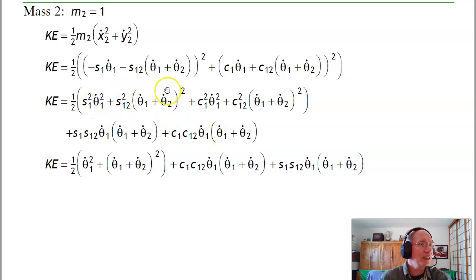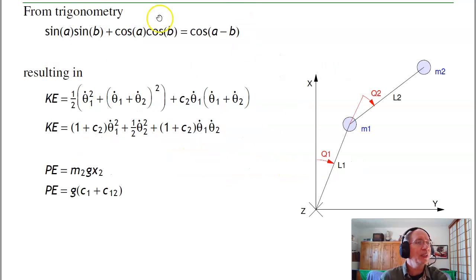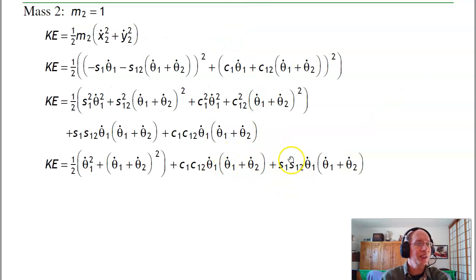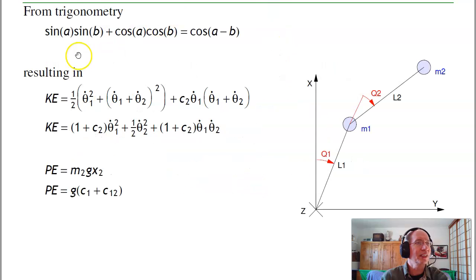Simplifying, sine squared plus cosine squared is 1. And these two terms come together. Now what isn't real obvious, but from trigonometry, sine A sine B plus cosine A cosine B is cosine A minus B. So these guys right here simplify. That's your cosine cosine, sine sine. They simplify to just cosine theta 2, theta 1 dot plus theta 2 dot.